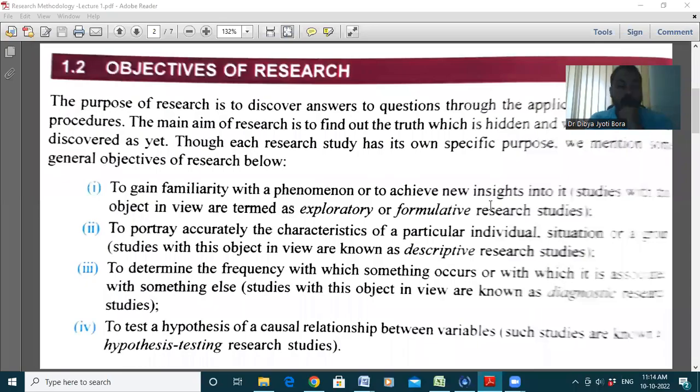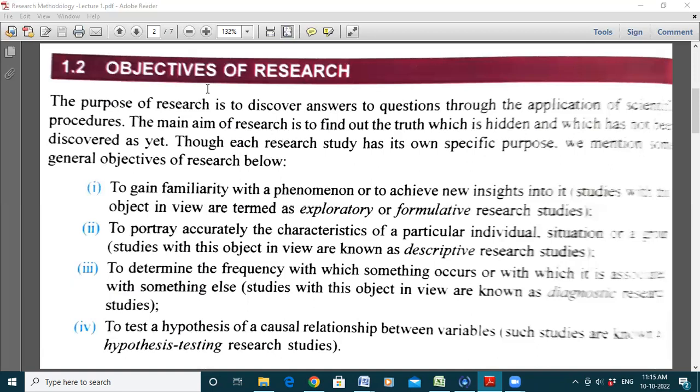Hello, everyone. So, in this class, after the last class, what we have been left with is to discuss the objectives of research. We'll discuss that, and we'll discuss some different types of research approaches. Now, in the last class, you know what we mean by the term research, and you also got that the purpose of research is to discover answers to questions through the application of scientific procedures.